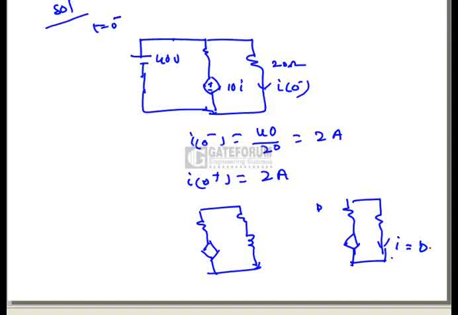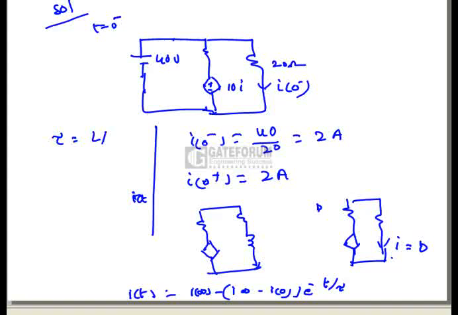So at t equal to infinity, the current i equals 0, but at t equal to 0 minus the current equals 2 amperes, and at t equal to 0 plus also the current equals 2 amperes. And we know the formula for the current: i(t) equals final value plus initial value minus final value, into e power minus t by tau, that is, i(infinity) plus i(0) minus i(infinity) into e power minus t by tau, where tau is the time constant of the network. Here tau equals L by R equivalent.